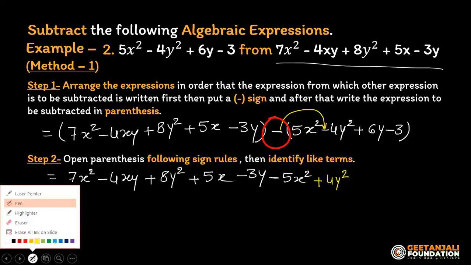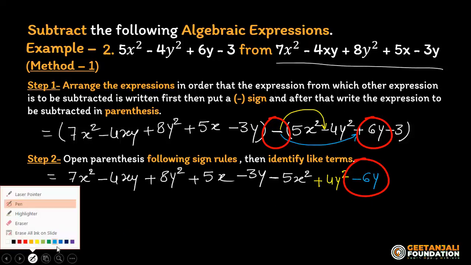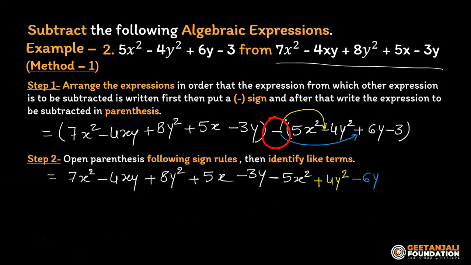Now next is this minus with this plus. So this will give you minus 6y. And in the next part, it is this minus and this minus. So these two minus will give you plus 3. So we have opened parentheses.